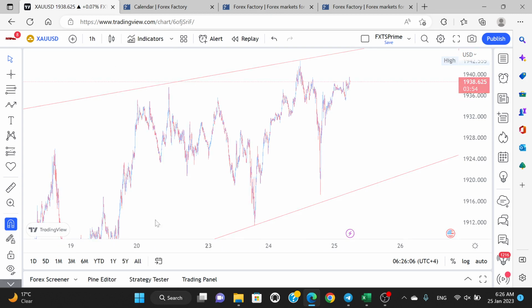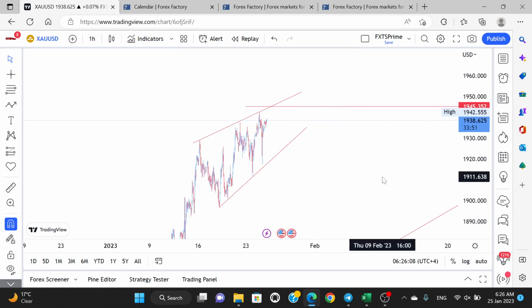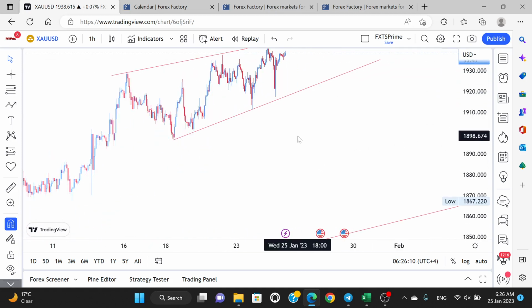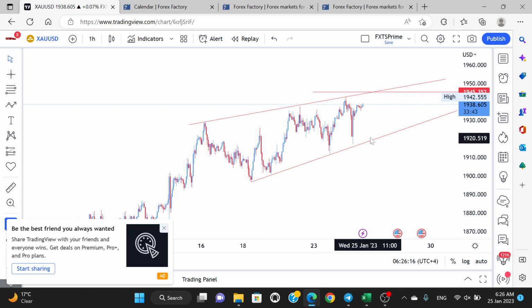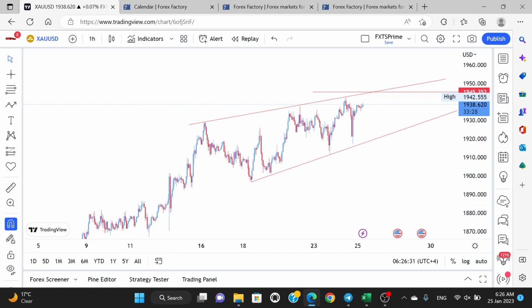If this pattern succeeds, and I believe maybe this week or next week we get to see a breakout of this trend line, and the moment we break this trend line, the price will fall down. So this is from the technical point of view.